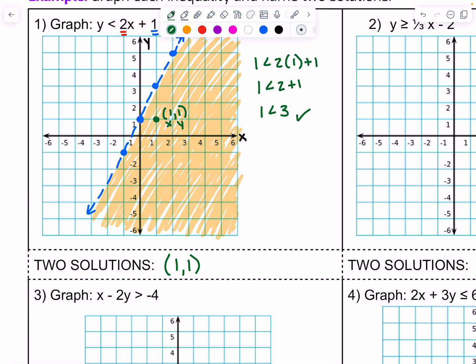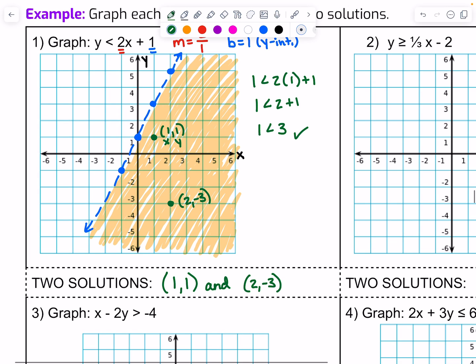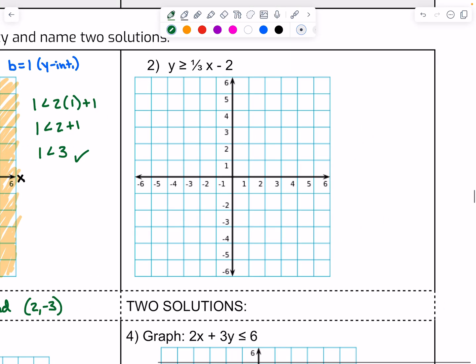So I'm just going to pick another point out, like, let's say (2, -3), is also in the solution set. So let's put (2, -3). So 2 good solutions to that inequality. All right, let's look at another example.